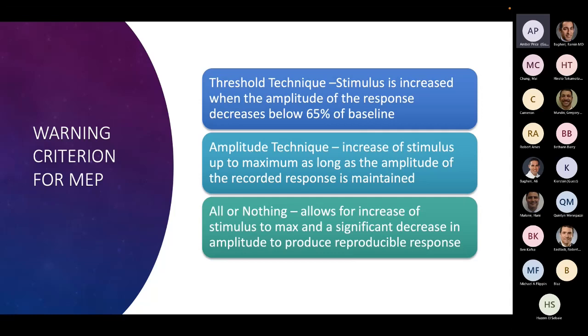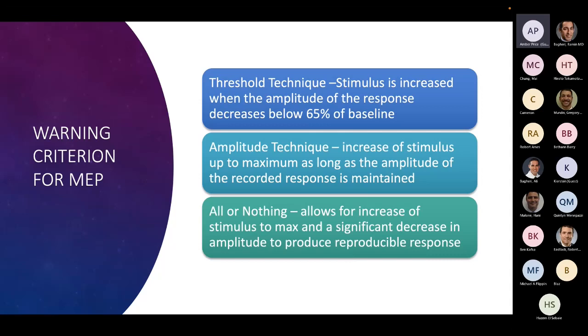So there's the threshold technique. Basically you increase the amplitude of the response, and if it falls below 65% of the baseline, then that's considered significant. What you'll see in the literature is a lot of people use 70%. So it's just important to keep in mind that the target here often changes, and we'll show some studies later on looking at that.